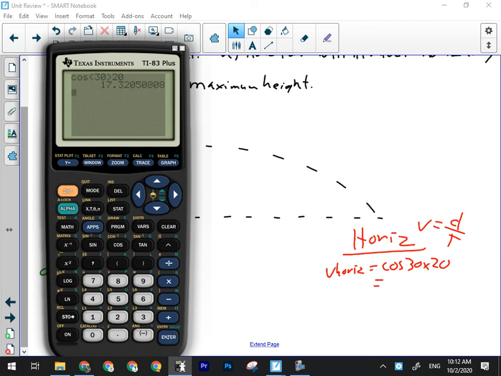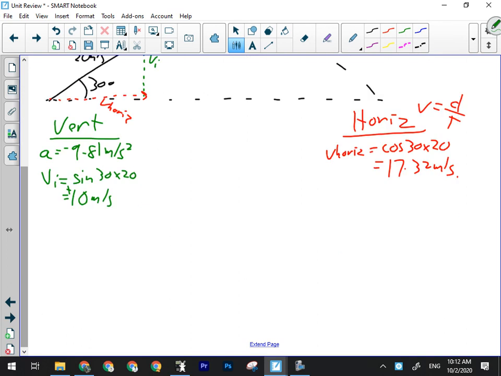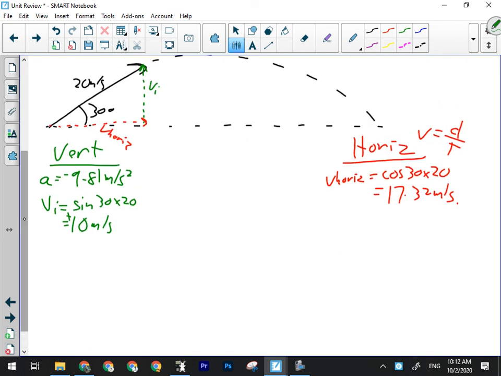Okay, so we're looking at 17.32 meters per second. And then for VI, VI is the opposite side to that 30-degree angle, so that'll be the sine of 30 times 20, which is 10, positive 10 meters per second. Okay, now since the launch point and the impact point are the same height, what's VF?